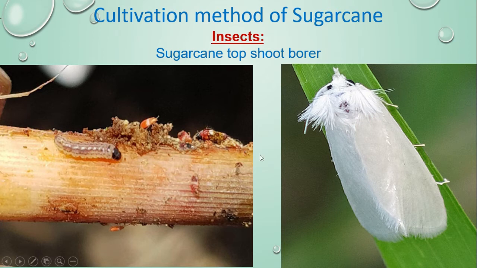Now the insects. Here are some insects you can observe. Here is the first insect, which is called the top shoot borer. This is the caterpillar. This borer attacks the top shoot of the sugarcane and bores and goes inside the top shoot, and when it's matured it looks white. It looks very beautiful, but this is very harmful for the sugarcane. And this is the top shoot borer moth.